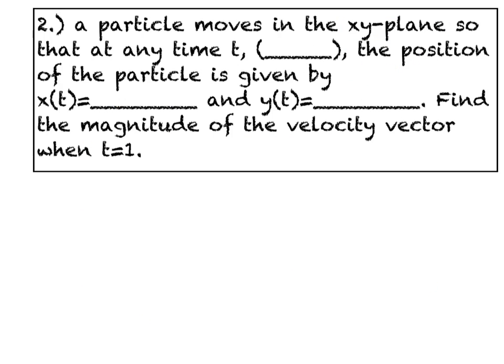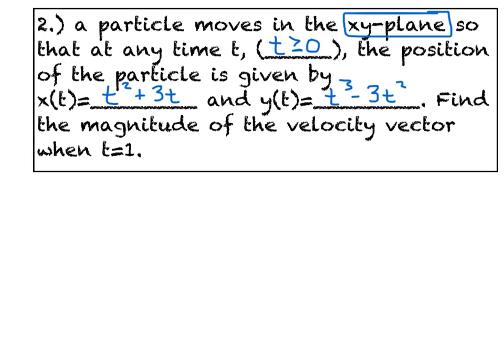Okay, number 2. Again, a particle moves in the xy plane. So all we're doing is, that means two-dimensional space. So that at any time t, as long as t is greater than or equal to 0 for this one, the position of the particle is given by x of t equals t squared plus 3t, and y of t is t cubed minus 3t squared.